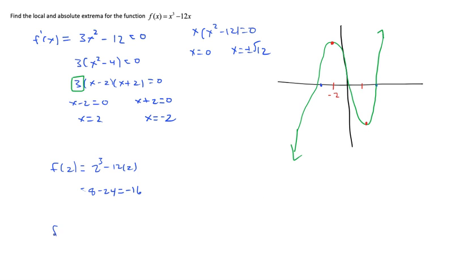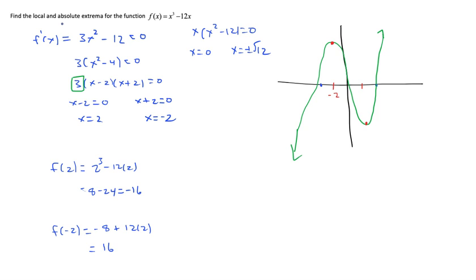And then what happens when we plug in negative 2? We get negative 8 plus 12 times 2. I already went ahead and changed that sign there, which gives us positive 16. So there's a local max here at negative 2 comma 16. There is a local min here at positive 2 comma negative 16.